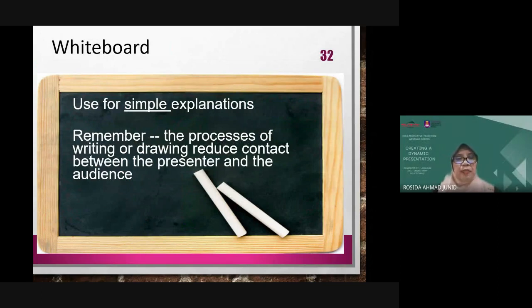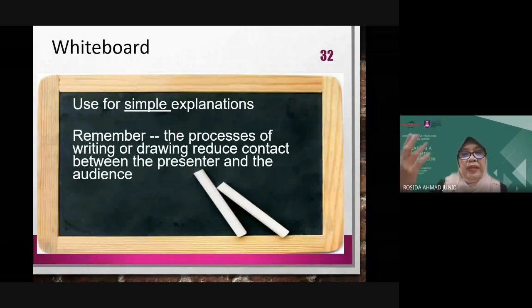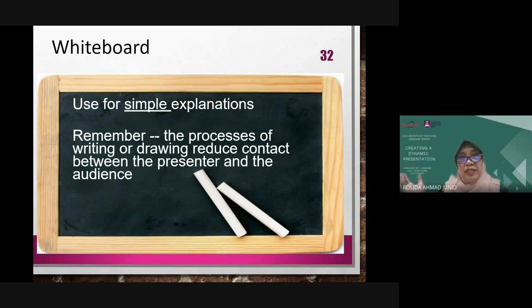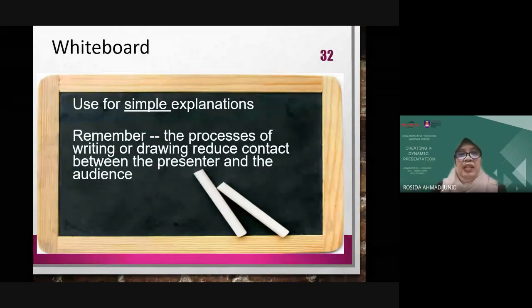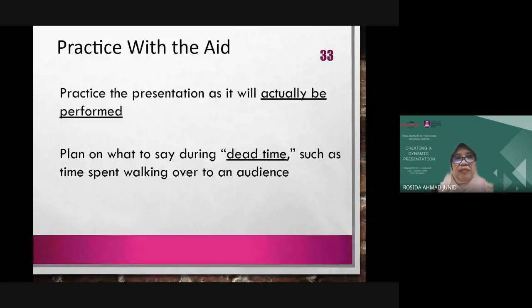The process of writing or drawing reduces contact between the presenter and the audience. When you go to the whiteboard, you start writing, you start drawing something. It reduces the contact. There'll be no eye contact after that, because you are turning your back to the audience, going to the board and writing something on it. So there will be less contact between the presenter and the audience.